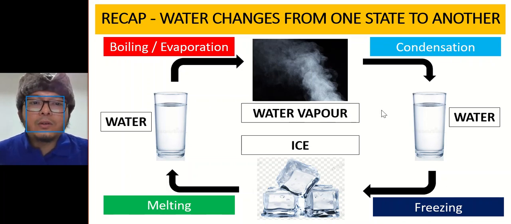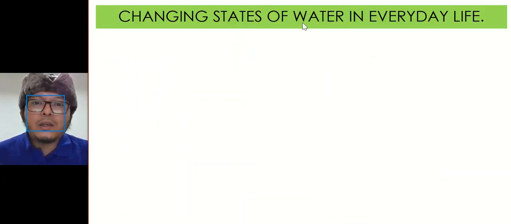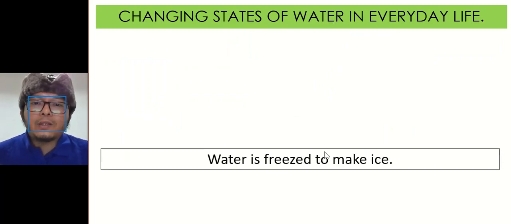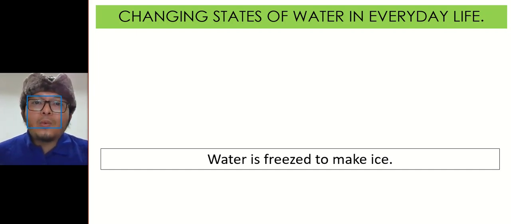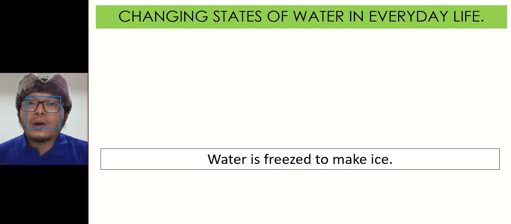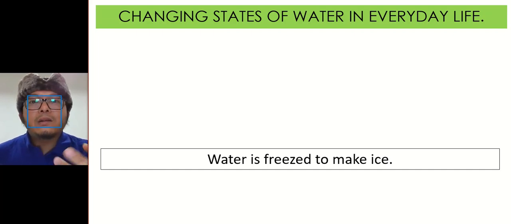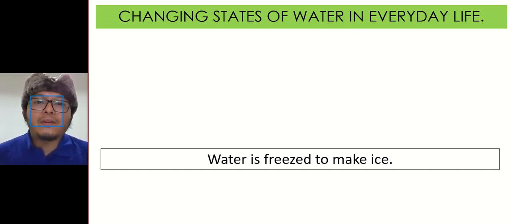Okay, we shall continue on the next lesson, changing states of water in everyday life. So water freezes. Now, changing states of water every day. You can see water that is changed every day in the shop, at your house, maybe in school, maybe, but you can see it in everyday life. So here water freezes to make ice. And what do you do with ice? A lot of things.